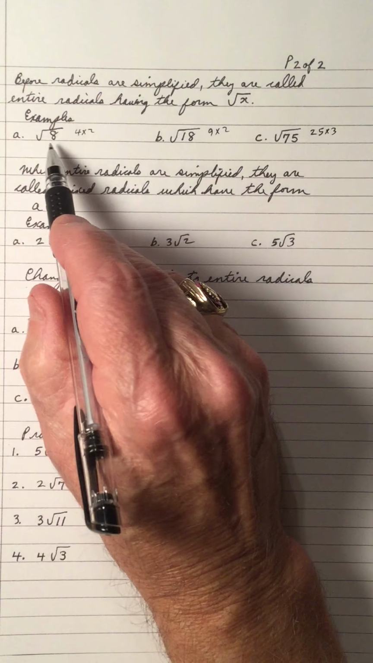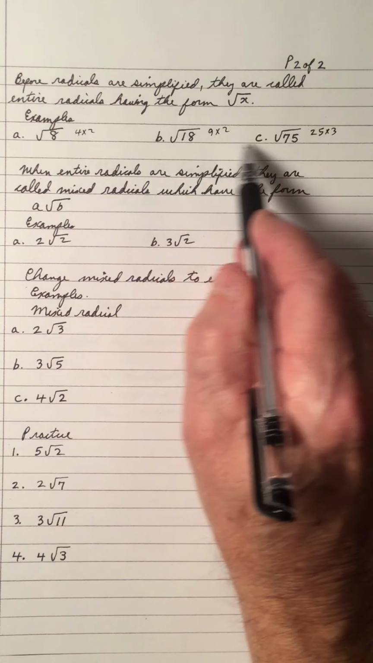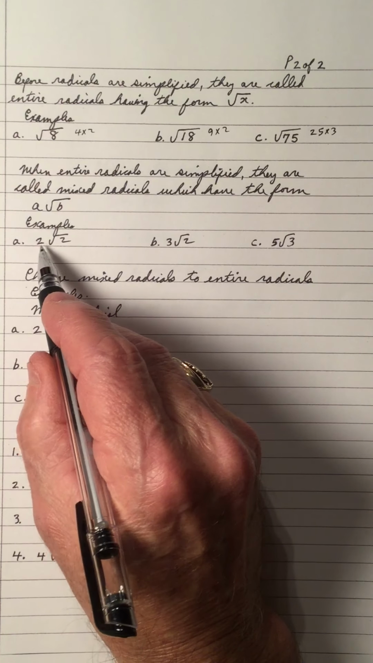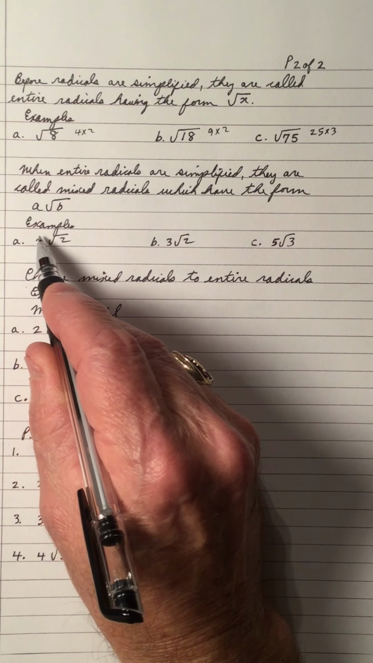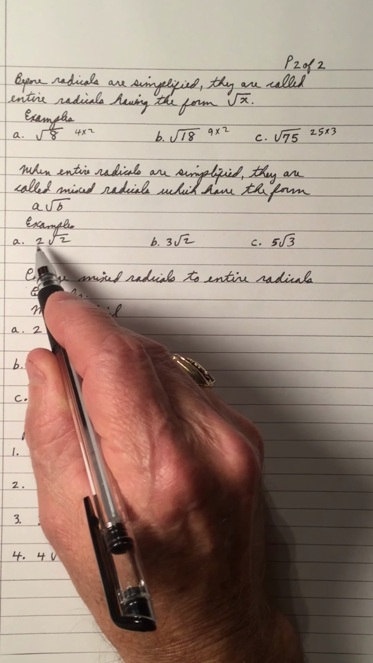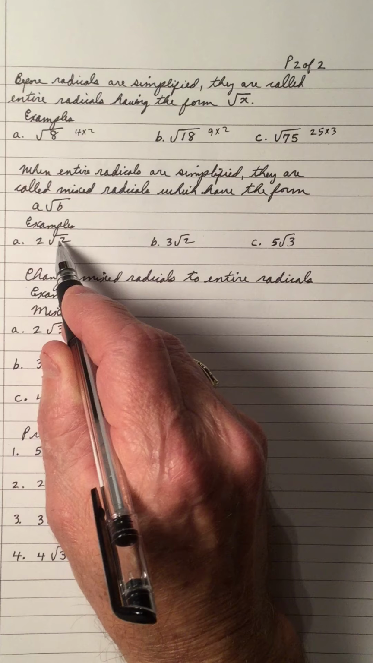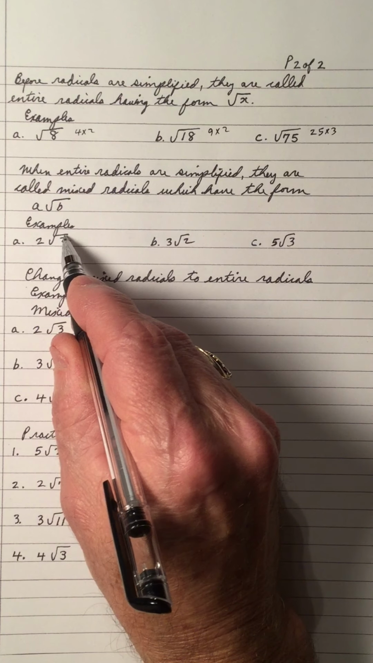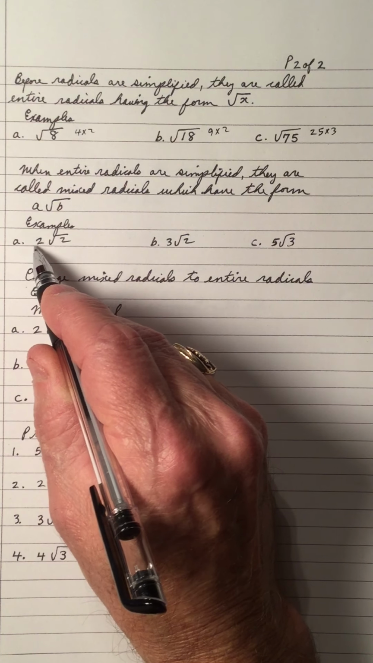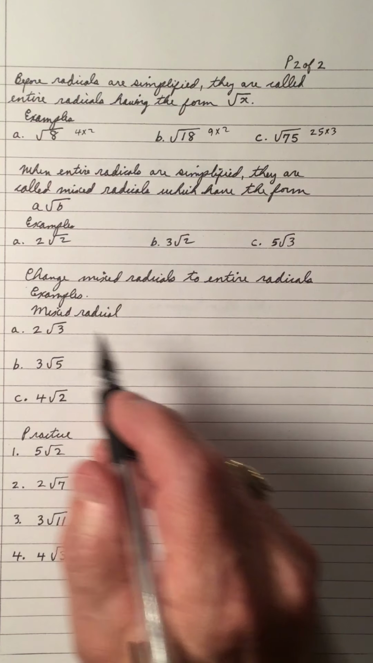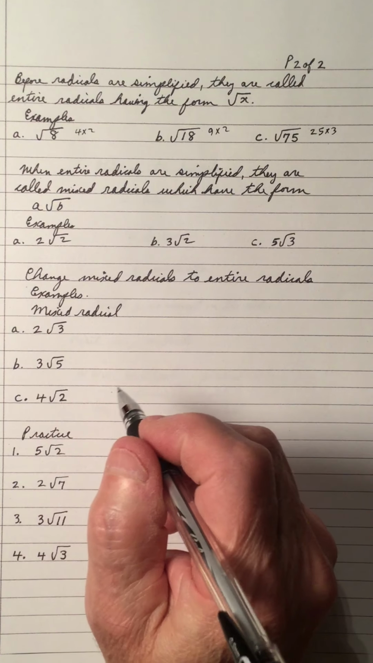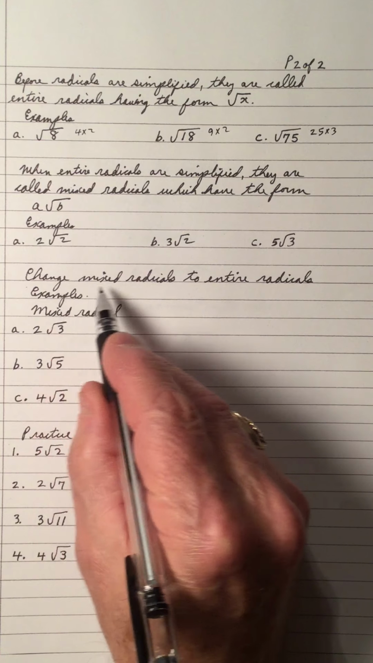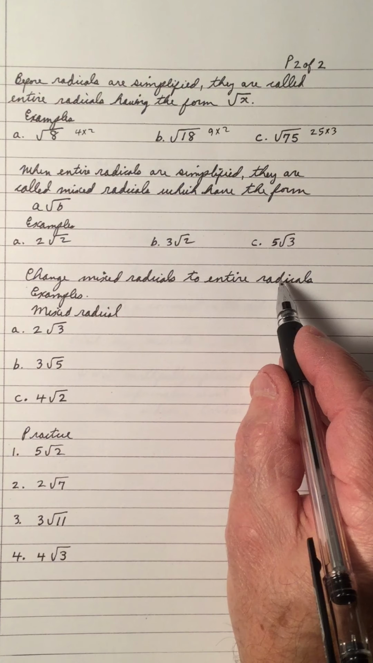So these are entire radicals with the radicand underneath the root, and when you have a rational number outside times the radical, then it's a mix between an irrational number, which is root 2, and a rational number, which is 2. So let's reverse it. Now let's go back the other way. Change mixed radicals to entire radicals.